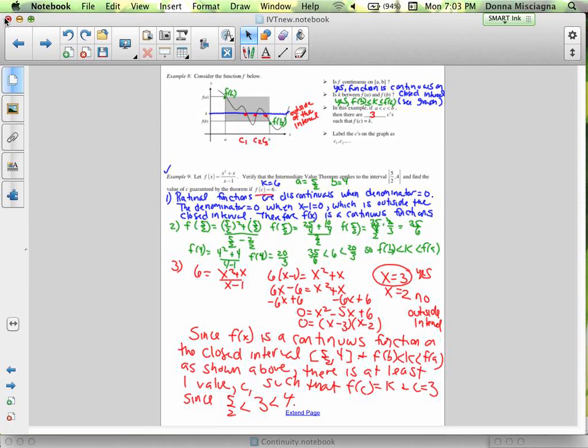So f of x is a continuous function on the closed interval 5 halves to 4. And since k is between f of b and f of a, as shown above, there's at least one value c such that f of c equals k, c equals 3, since that 3 there is in between our values. I may have more of them written up here, and I may erase some of them, or I may leave them. I think it's probably easier for you if I erase them.